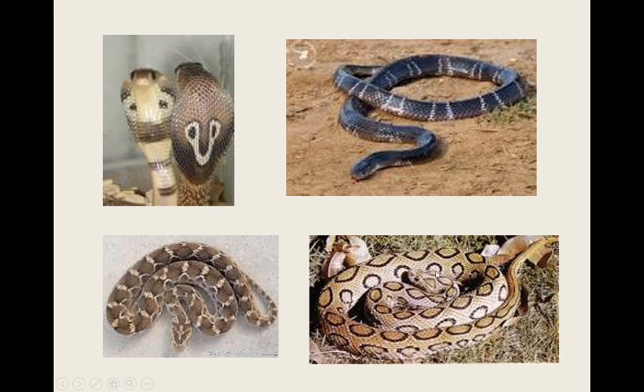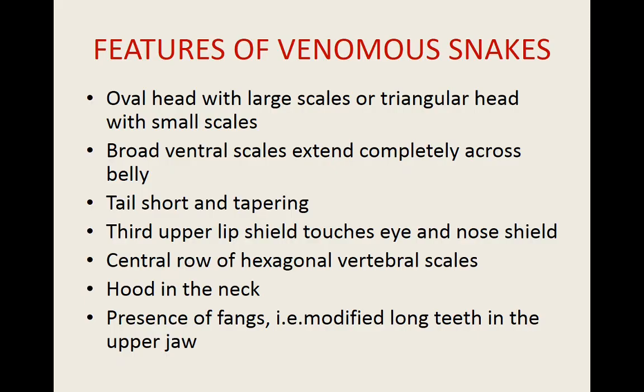This is a soft-scaled viper. You can see these markings on the body, oval-shaped markings on the body. The tail is short and tapering in viper.